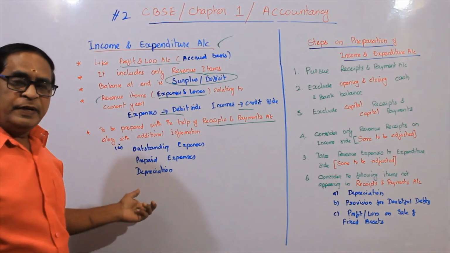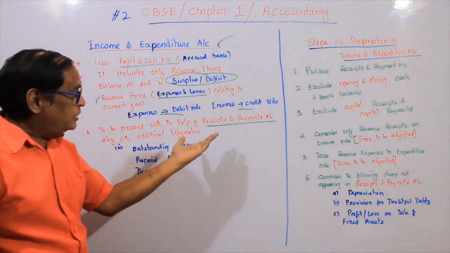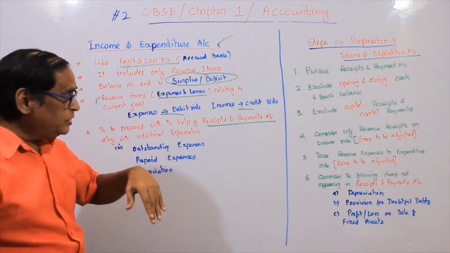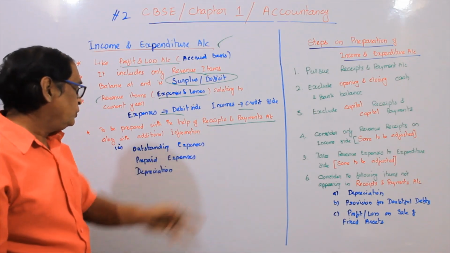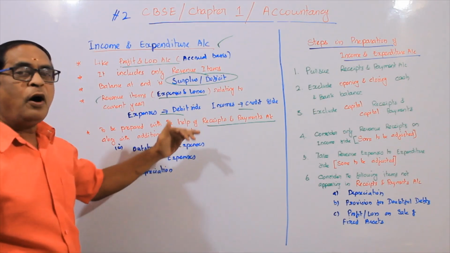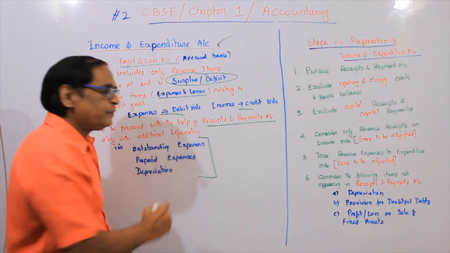Whatever expenditure is mentioned on the payment side of the receipts and payments account, we have to select whether it should appear in the income and expenditure account. In the case of receipts also we have to think like that. And apart from that, we have to make some adjustments.